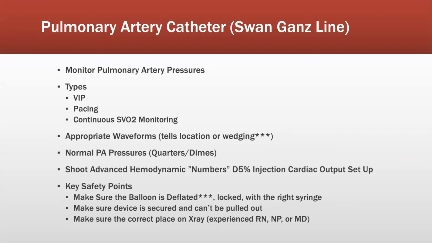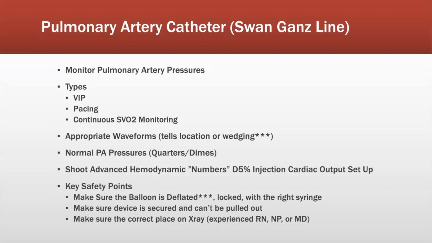Pulmonary artery catheters, also called Swan-Ganz lines. These monitor pulmonary artery pressures. There's many different types, such as the VIP, which has an extra port for infusing medications. You can also have PA catheters that can actually pace, and some that provide continuous SvO2 monitoring as well. So you really want to be able to identify the appropriate waveforms on these. The waveforms tell you the location, or if your pulmonary artery catheter is wedging.